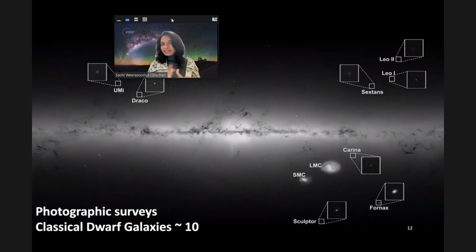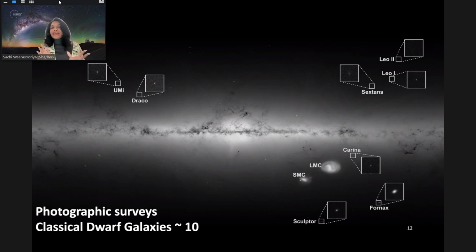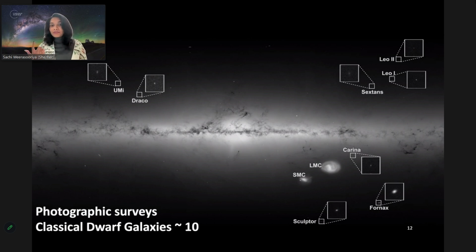Now, several years ago, we had only discovered about 10 dwarf galaxies due to limitations in surveys. The photographic surveys discovered about 10 classical dwarf galaxies. So here you can see Draco, Leo 1, Carina, SMC, Sculptor, Fornax, LMC. These are classical dwarf galaxies. And these are also some of the brightest of the dwarf galaxies, brightest of the faintest.